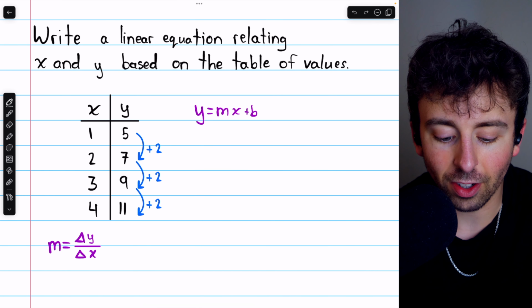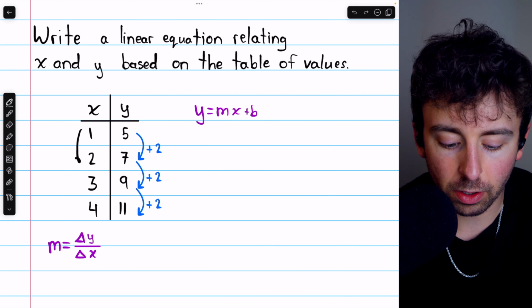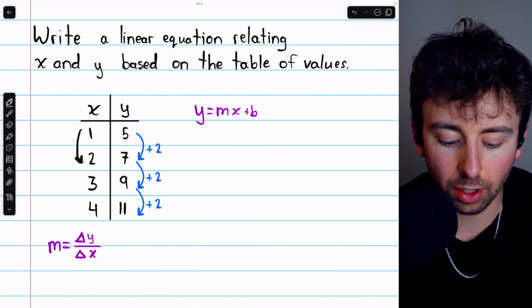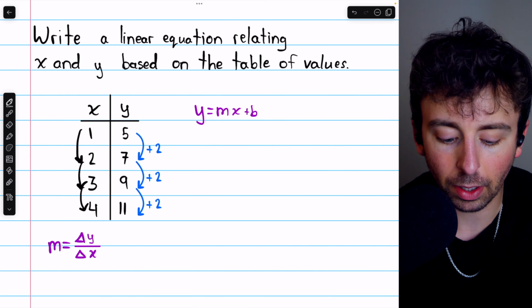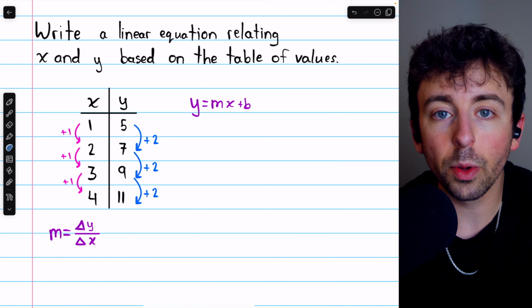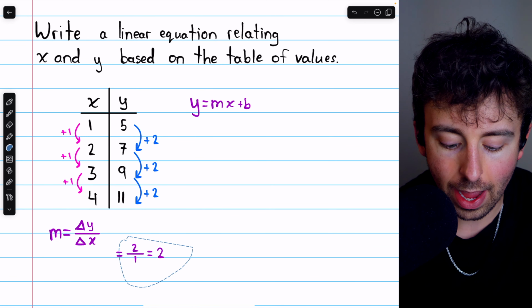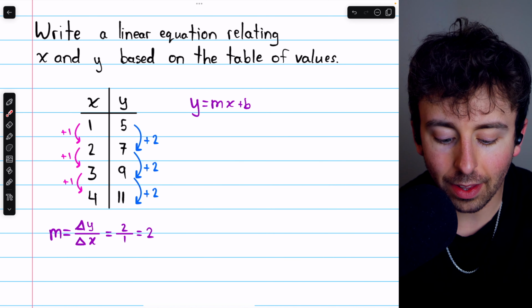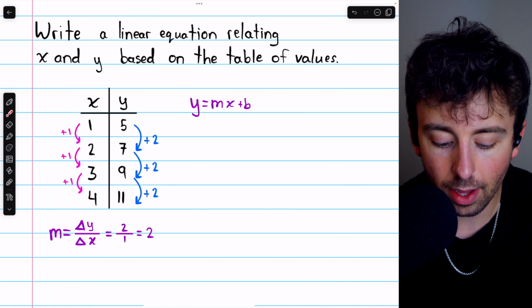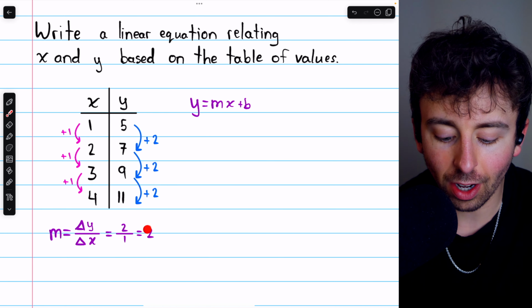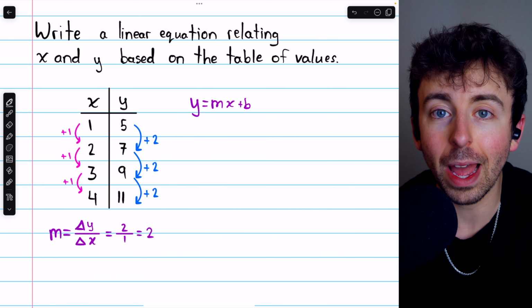Now what about the changes in x? Those appear to just be plus 1. 1 plus 1 is 2, 2 plus 1 is 3, and 3 plus 1 is 4. From this, we know that our slope is the change in y, which is 2, divided by the change in x, which is 1. And 2 divided by 1 is just 2. So that's our slope, m.